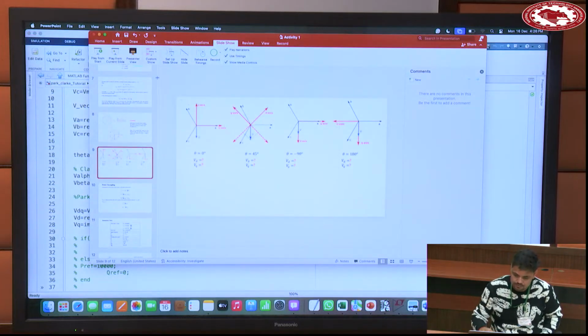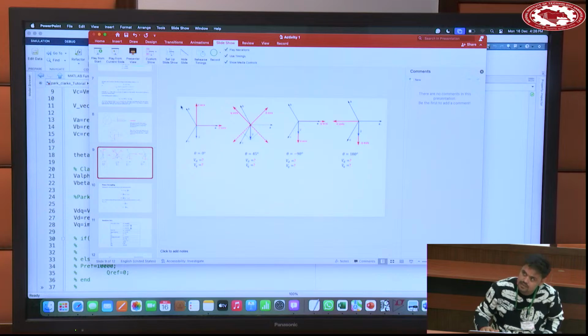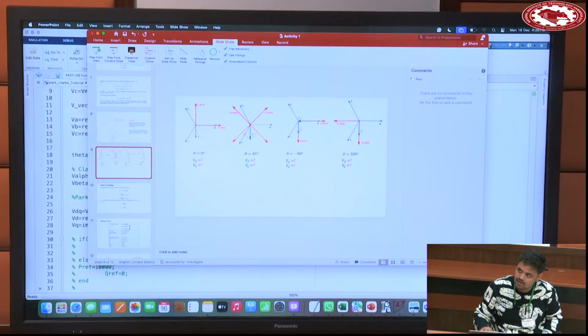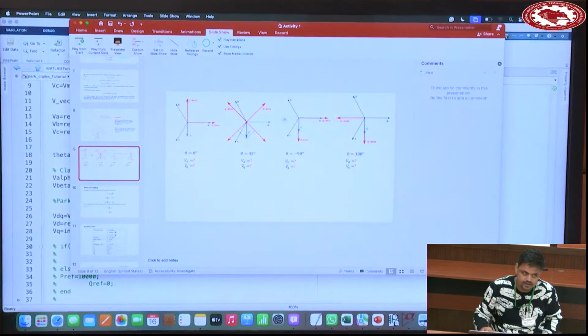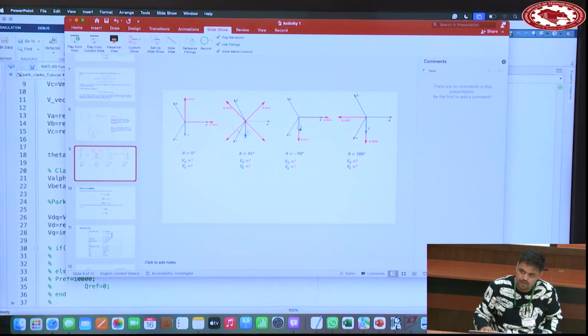What is the situation? Plus 90 degrees means, no, plus 90 is not there, minus 90 is there. Plus 90 means D is here and Q is here, this way. So VD will be the minus of this peak and VQ will be 0.